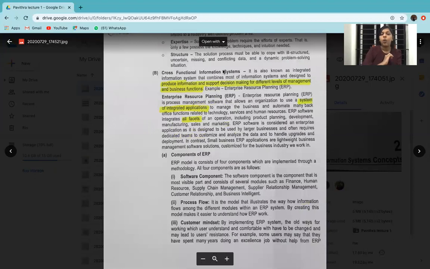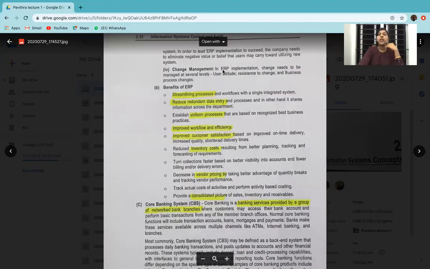What are the components of ERP? Software component, that is the most visible part. It has to deal with so many other modules and how the information is going to flow among the modules. Then we have the customer's fixed mindset that it has to deal with, and change management.